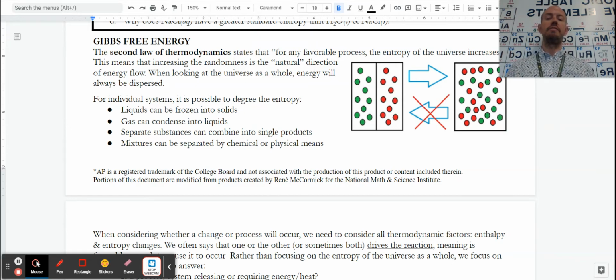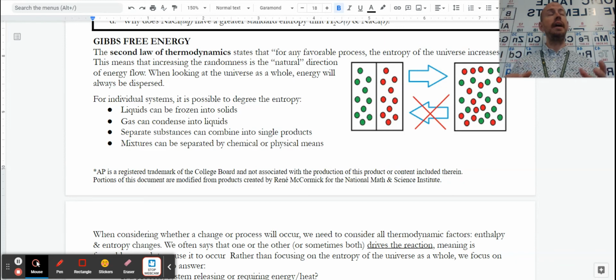But one way to say the second law of thermodynamics is to say for a favorable process, the entropy of the universe increases. Really, the entropy of the universe is always increasing, or that is the natural flow of energy. The energy is going to be dispersed. And we've got this picture here. If left to itself, if we took these two samples, our reds and our greens, and removed that barrier, they would mix up like this. And although maybe statistically possible, they're not going to go back to this separate arrangement on their own. That is not the likely or the natural flow of energy.